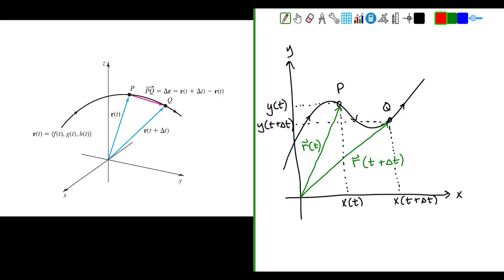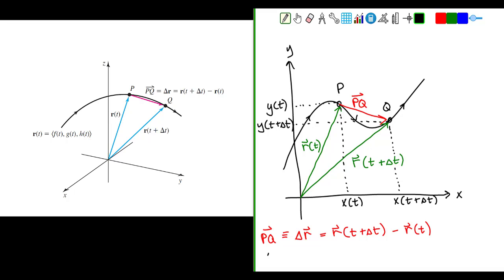We could construct a vector between these two points, between points P and Q. Here is our vector there. Let's label this vector PQ. And PQ is defined to be the change of our position vector. Well, this change in our position vector is our position vector at t plus delta t, so that's point Q, minus the position vector of point P.